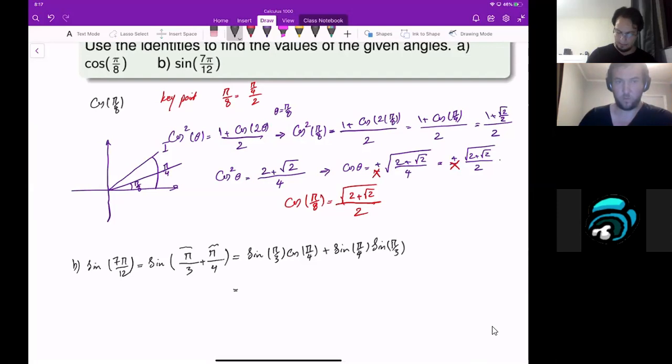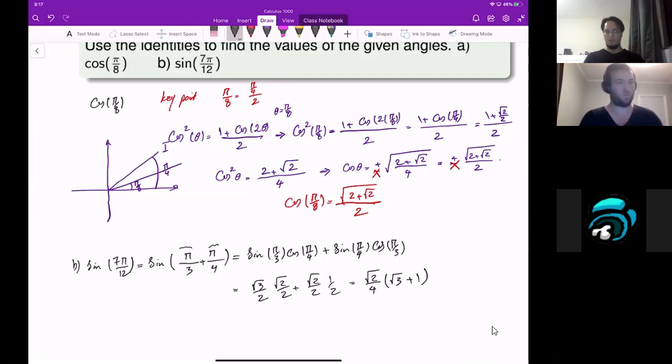And here, sine of pi over 3 is this, and this is, oh, this should be cosine. And cosine is 1 over 2. So if I factor out root 2 over 4, this will be root 3 plus 1. And that's what you get. So just write it as a sum of two of those special angles, use the sum formula, and you will get the final answer there.